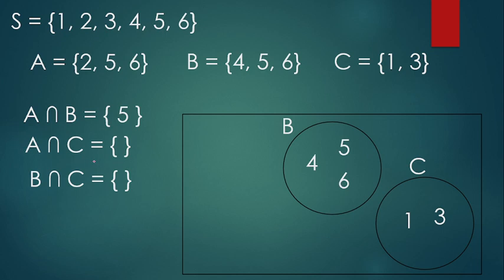So therefore, the elements that could be found inside the intersection of the two sets is 0, or there are no such elements. If there are no elements inside a set, this is what we call a null set. Null set. Okay po?